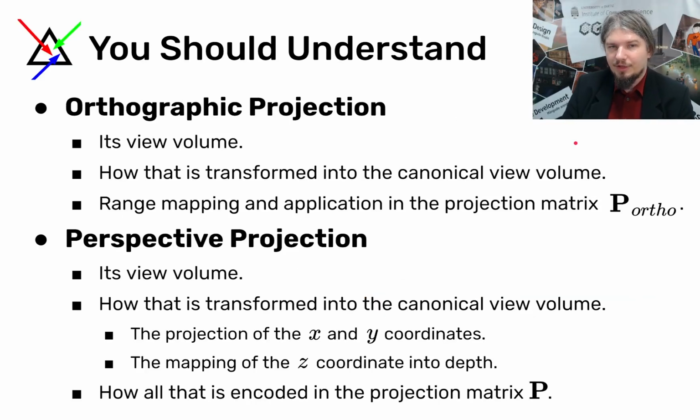So from this video you should understand two projections: orthographic projection, its view volume, this big box, and how that is transformed into a canonical view volume by these range mappings that are applied in the orthographic projection matrix, P-ortho. The second projection was perspective projection. You should understand its view volume, this frustum shape, and how that is transformed into the canonical view volume. So first the projection of the x and y coordinates, what the projected x and y coordinates of our geometry are, and then the mapping of the z coordinate into depth, and how all of these things are encoded in the perspective projection matrix P.